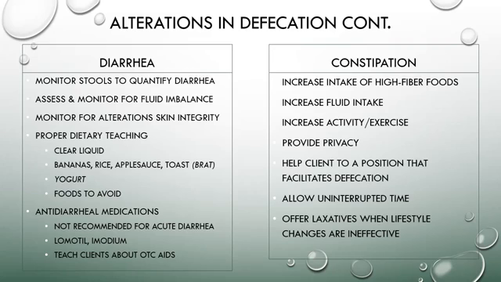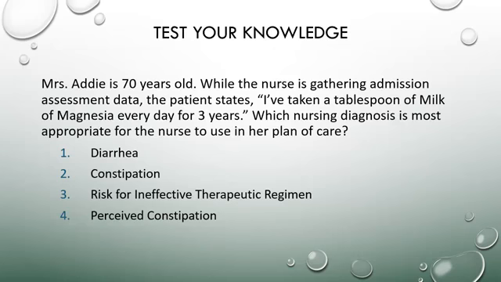Okay. Offer laxatives when lifestyle changes are ineffective. Okay. And in a medical setting, they will require a prescription for that. All right. So test your knowledge. Miss Addie is 70 years old. While the nurse is gathering admission assessment data, the patient states, I've taken a tablespoon of milk of magnesia every day for 3 years. What nursing diagnosis is most appropriate for the nurse to use in her plan of care? 1, diarrhea. 2, constipation. 3, risk for ineffective therapeutic regimen. Or 4, perceived constipation.